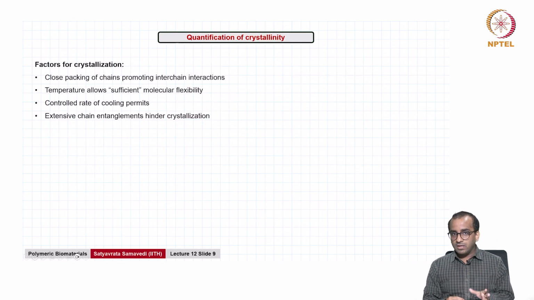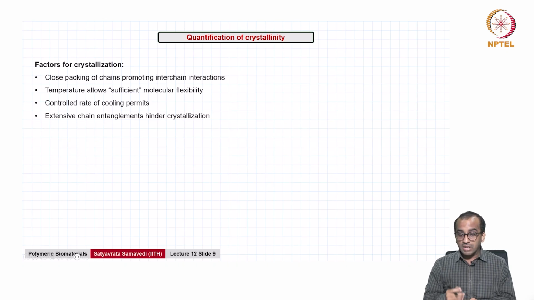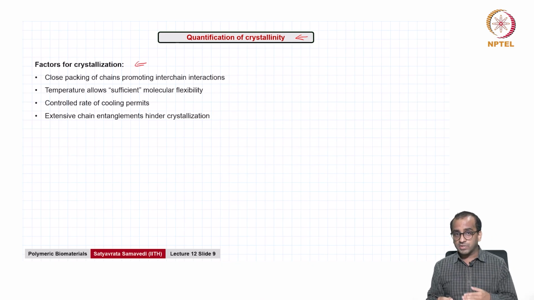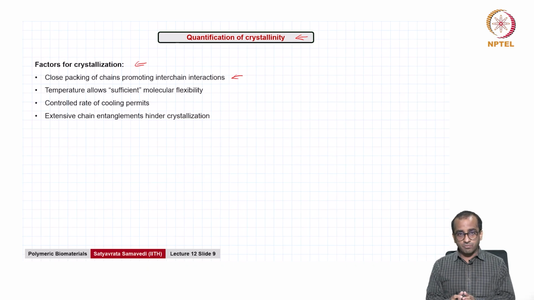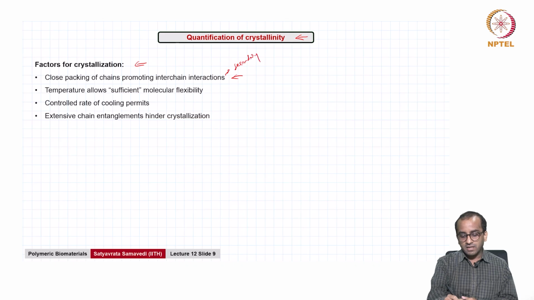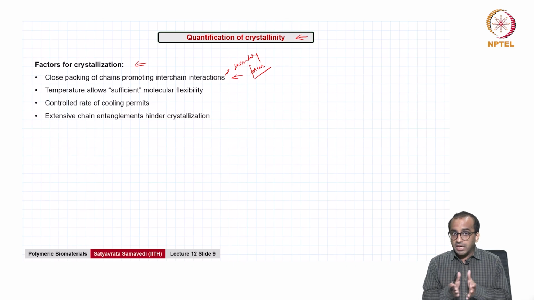Now, having looked at the mechanism or the kinetics of crystallization, we can ask, from a practical perspective, how can we quantify crystallinity? And we will look at a few different ways to quantify crystallinity. Firstly, noting the following factors, again just a reiteration of concepts we have seen so far, factors that affect crystallization. As would be very clear to you by now, very close packing of chains that promote interchain interactions, namely secondary forces or interchain bonds that are promoted, will lead to very quick and very easy crystallization.